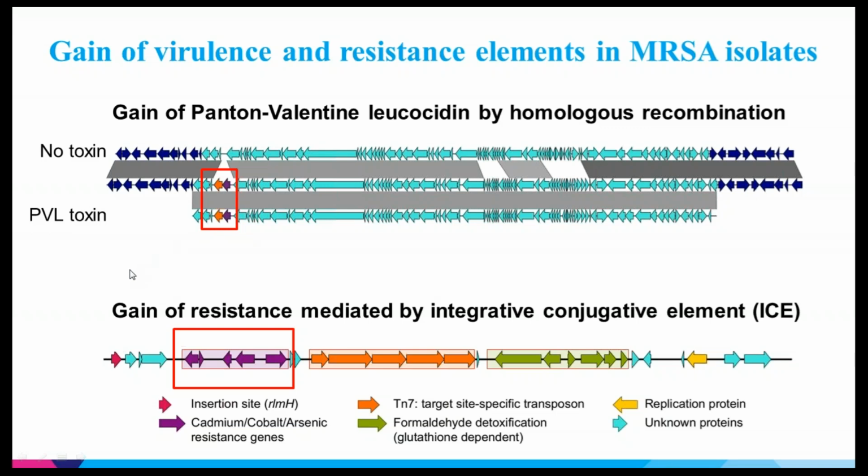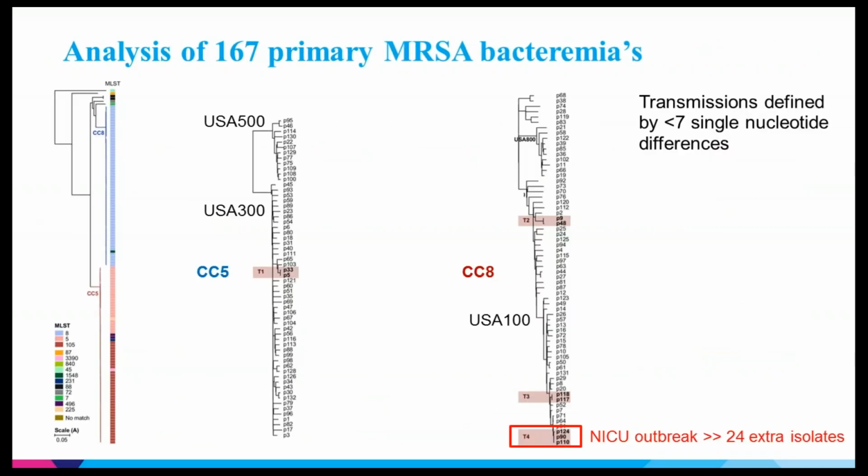Another example is shown below, where there was a gain of a resistance-mediating element through the integration of a conjugative element. And this conjugative element contained cobalt, cadmium, arsenic resistance genes, and those genes have been associated, for example, with the use of antibiotics in the poultry industry. This could be a case where one of those elements has inserted itself into a clinical strain. And it's really important to be able to track the movement of these kinds of mobile elements.